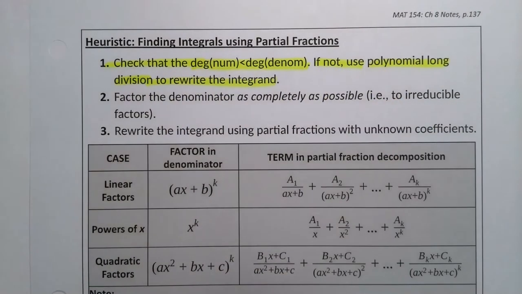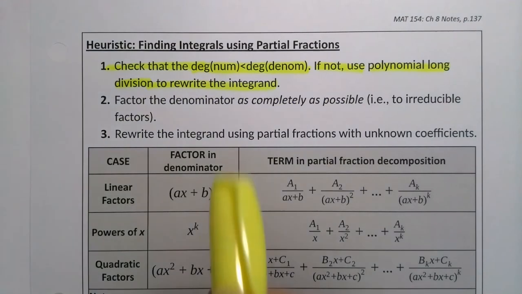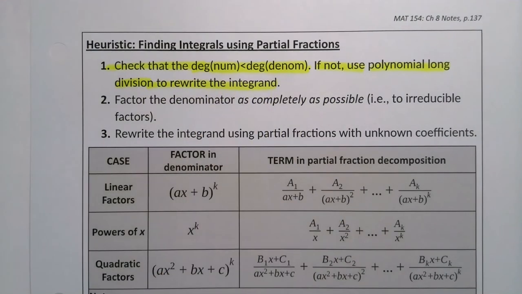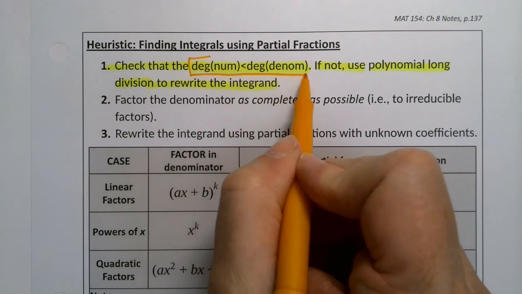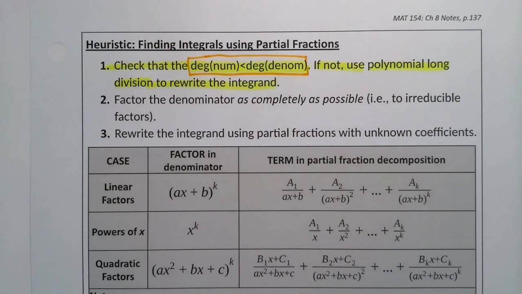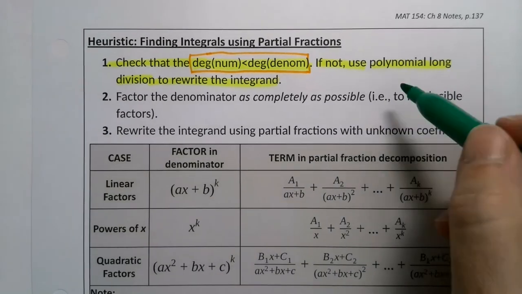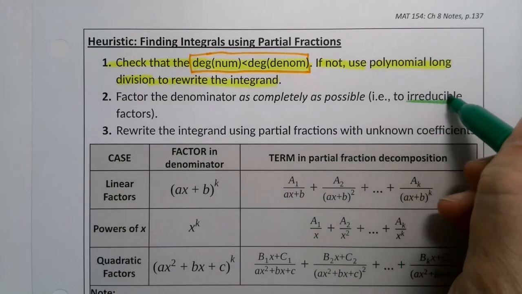Oh, just highlight the whole thing, right? So you definitely need the degree of the numerator to be less than the degree of the denominator. That's key. That's probably the most important bit on that. Then you're going to factor your denominator as completely as possible. That'll actually often be done for you, but nevertheless, you need it to be irreducible factors. They have to be factored completely.